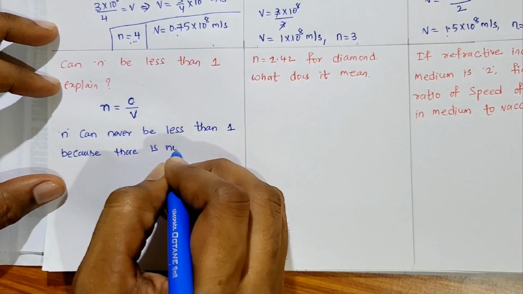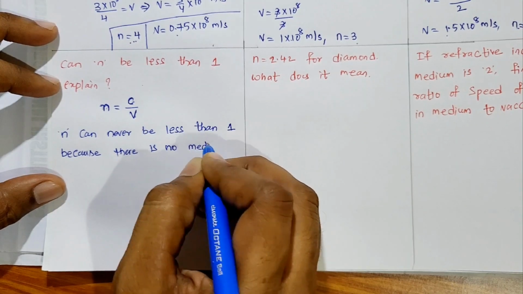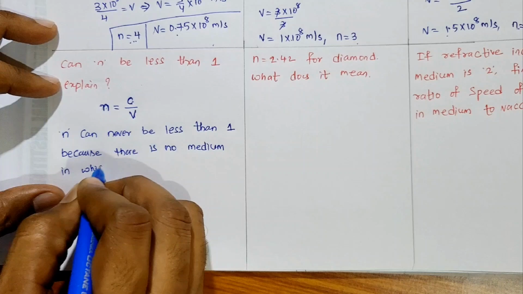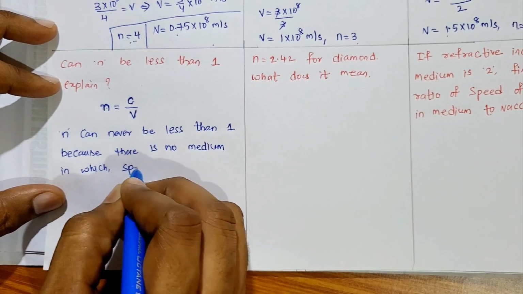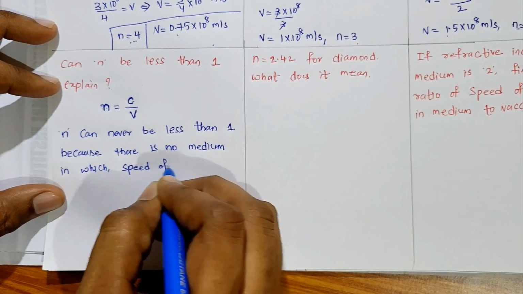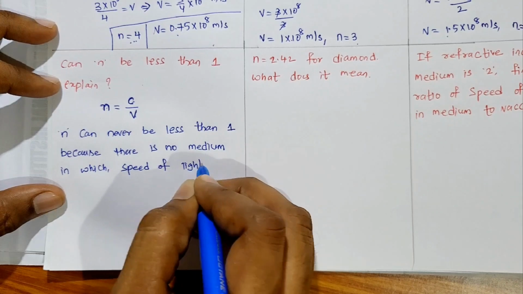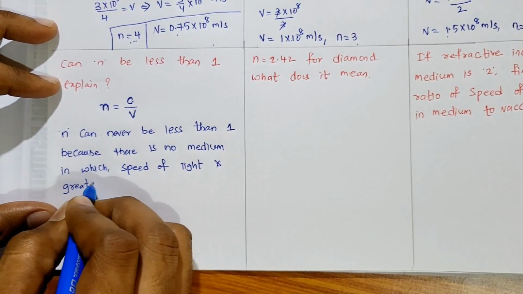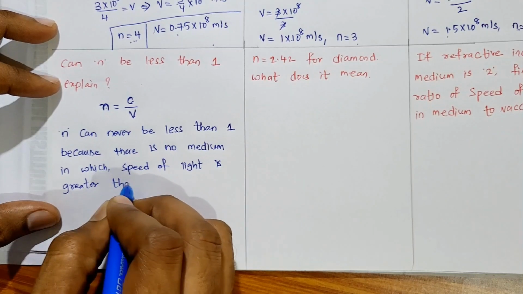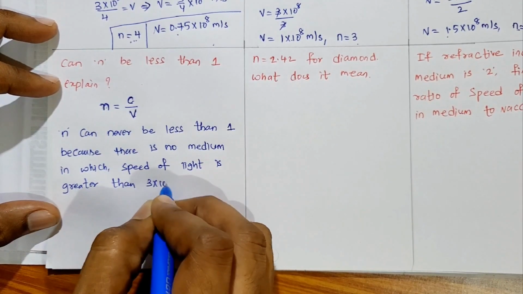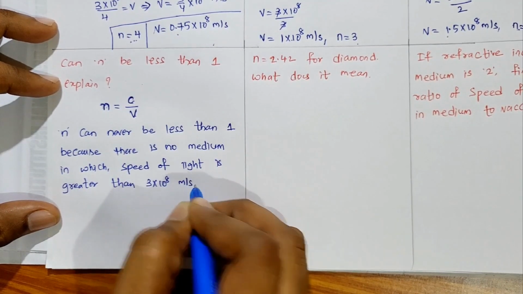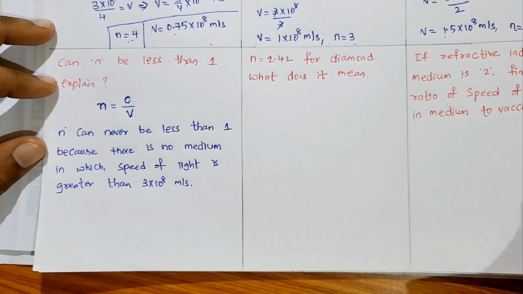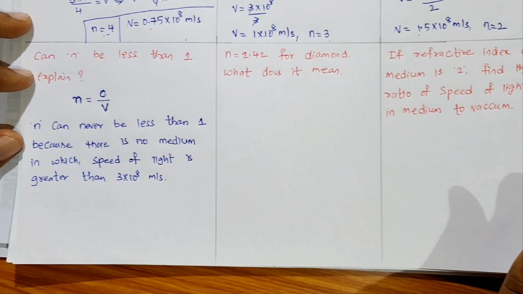there is no medium in which speed of light is greater than 3 into 10 power 8 meters per second. Enough, this much explanation. Okay. So, if it cannot be less than 1, understood.